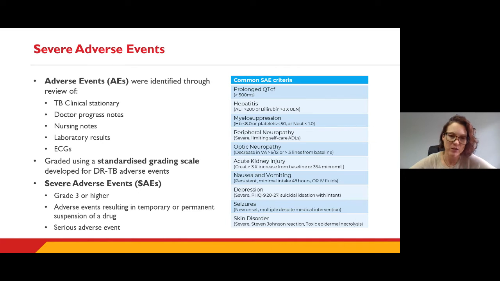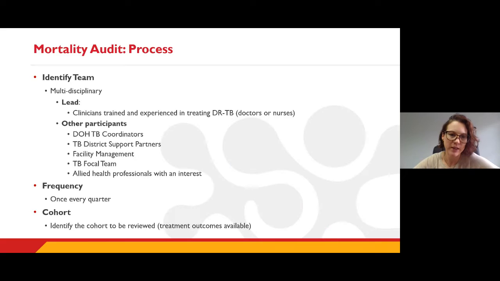A severe adverse event was something we classified as grade 3 or higher, or any adverse event that was severe enough for the clinicians to either temporarily or permanently suspend a drug, and anything that met the serious adverse event criteria. On the right, there's an example of some of the more common SAEs from the grading scale and what would have been a grade 3 or severe adverse event. It would be things like a prolonged QTcF over 500, hepatitis with an ALT over 200, or myelosuppression with an Hb that dropped below 8 or platelets below 50. So that's just to give a short idea of that.